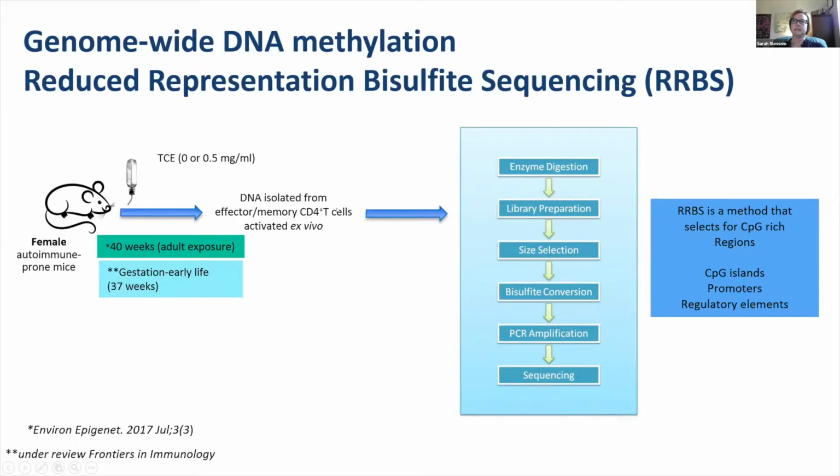We isolate effector memory cells from these animals at the end of the experiment, and we isolate the DNA, and we prepare it for our RRBS assay. And what this method does is that it enriches for CpG-rich regions of the genome: islands, promoters, and regulatory elements.